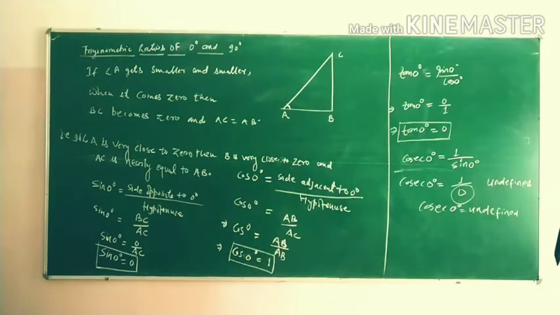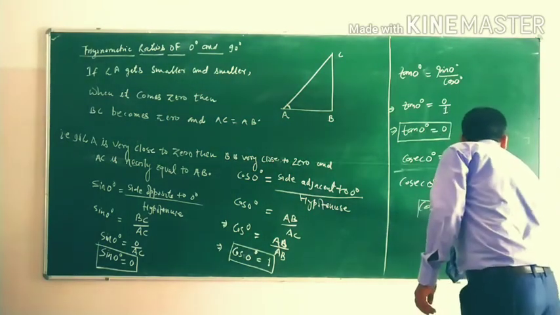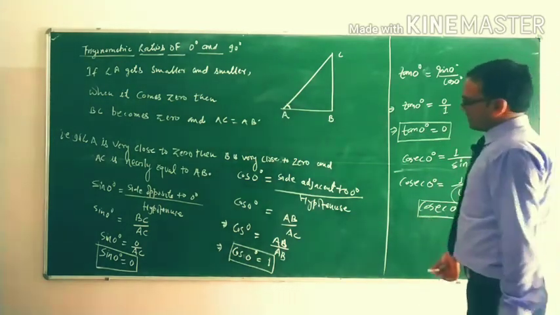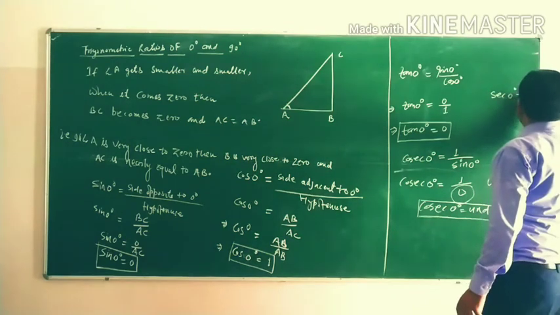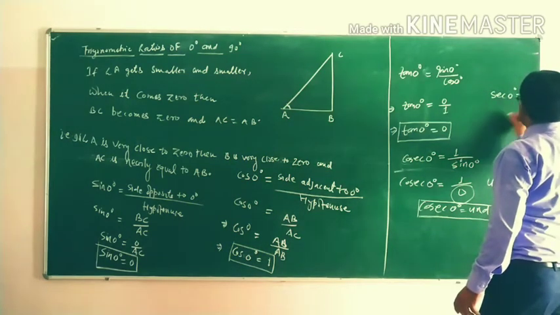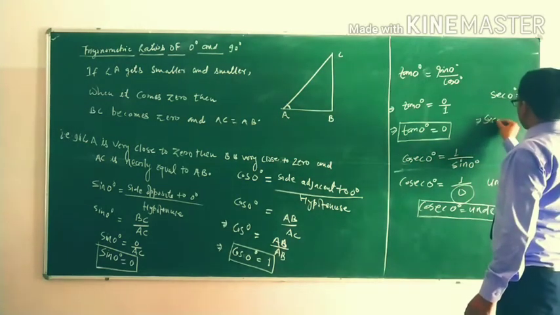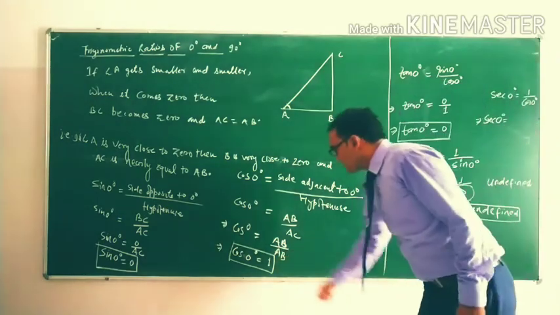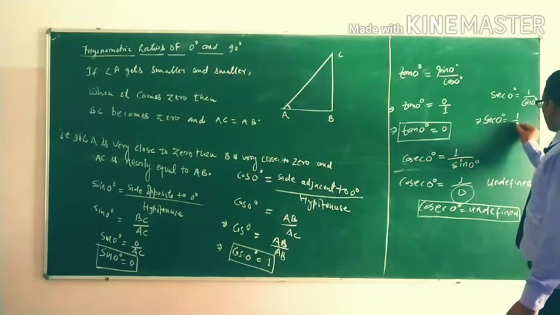Okay students, and find the value of sec 0 degree, which is 1 upon cos 0 degree. This implies that sec 0 degree is, what is the value of cos 0? Student, the value of cos 0 is 1, so 1 upon 1.